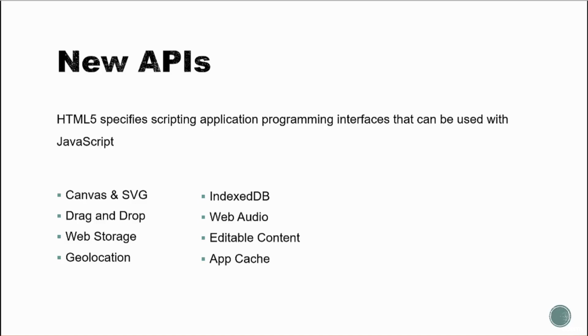Editable content allows us to take virtually any element and make it editable. And then we have App Cache or Application Cache, which makes it easy to make an offline version of a web application or a website. Alright, so we're going to get into all of these in this section.